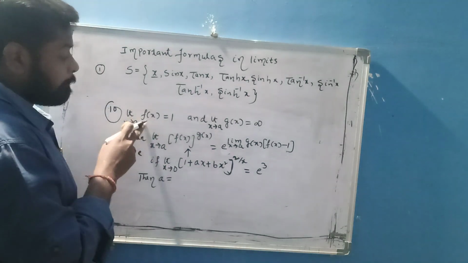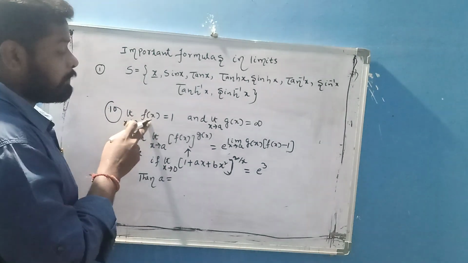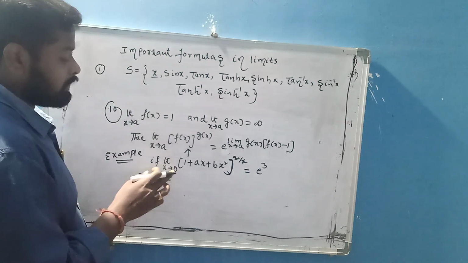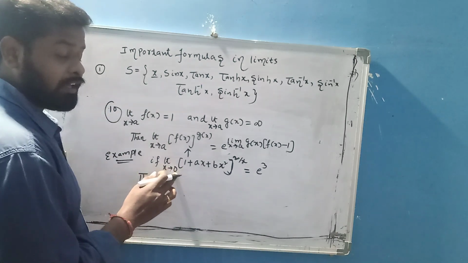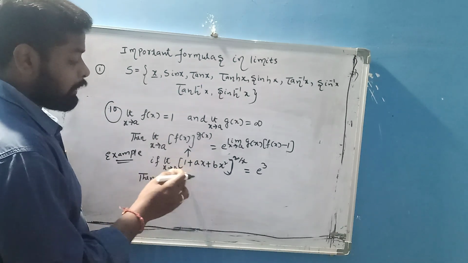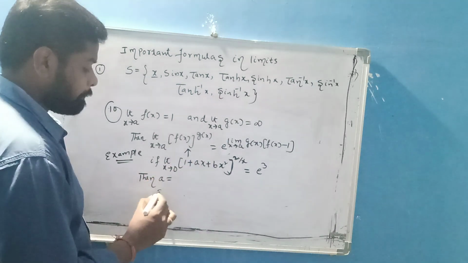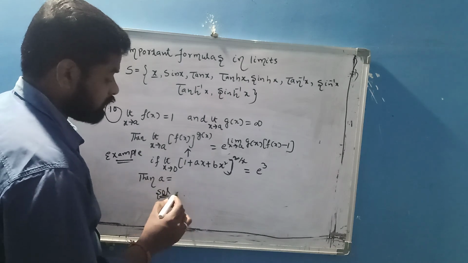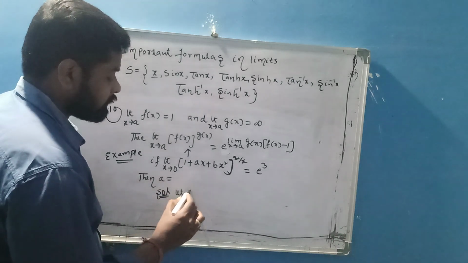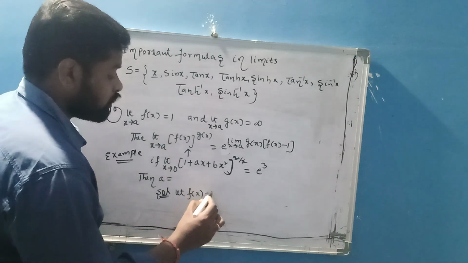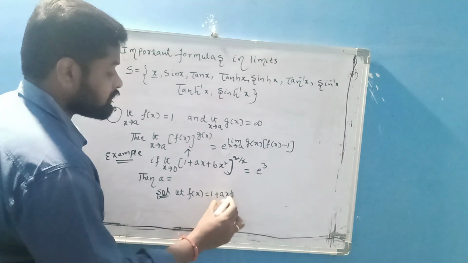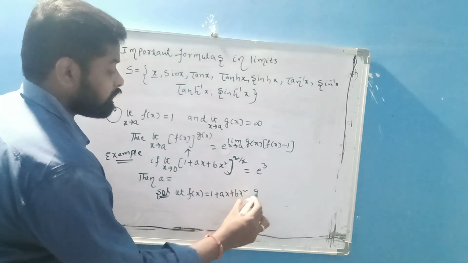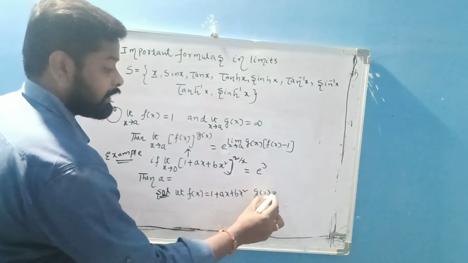What do we check? Compulsorily, first we check this one: limit x tends to a, f of x is 1 or not. Here a, how much is given? 0 is given. Apply 0 in the first function. First of all, please see the solution, don't get confused. Here, let f of x equal 1 plus ax plus bx square, and g of x equal to the power value 2 by x.